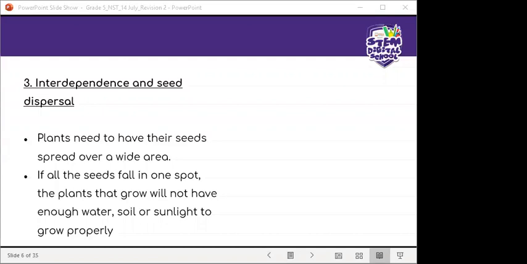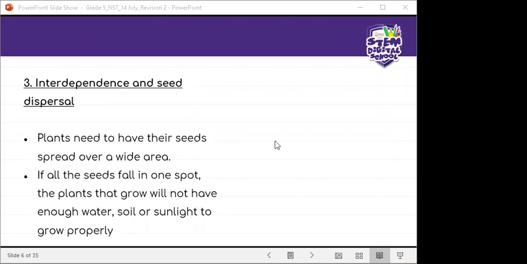Ma'am, usually animals get seeds on their hair or on their fur, and then when they walk around, the seeds can fall off of them and drop onto the ground, ma'am. All right, beautiful. Thank you very much. So we have another example where seeds can stick to the animal's fur, and the animals will disperse the seeds. Okay, beautiful, guys. So those are examples of interdependence and seed dispersal.